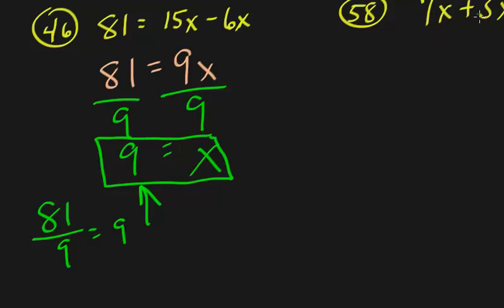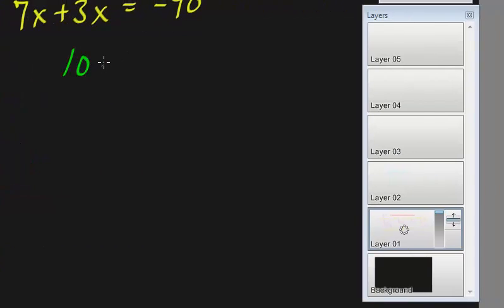This one, 7x plus 3x would be 10x equals negative 90. We divide by the coefficient.